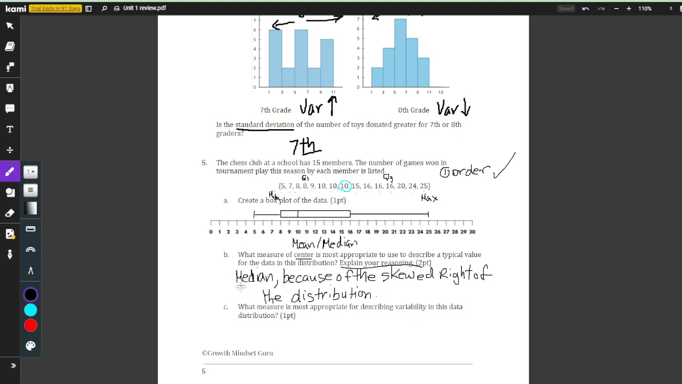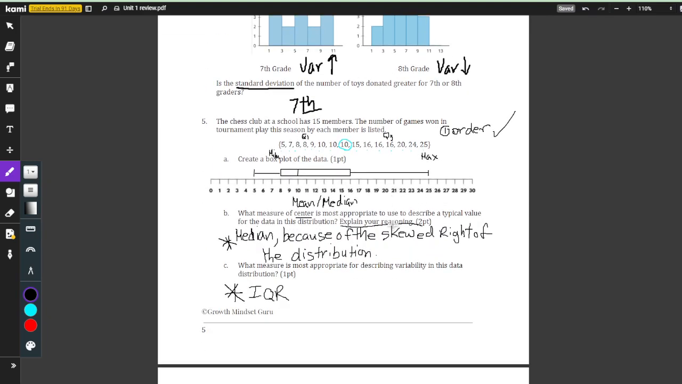If we're using the median, then what is associated with the median? It is the IQR. So always IQR. Or is it IRQ? Did I make a mistake? I did, because I am dyslexic. It is the IQR. There we go. All right, so that is number 5.